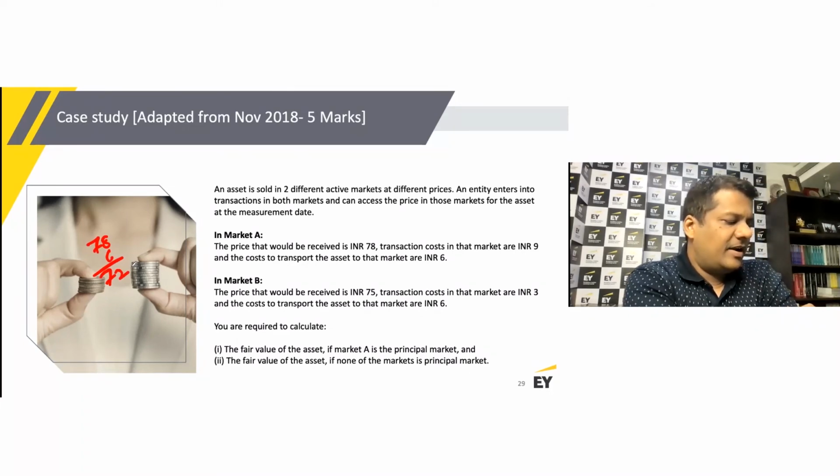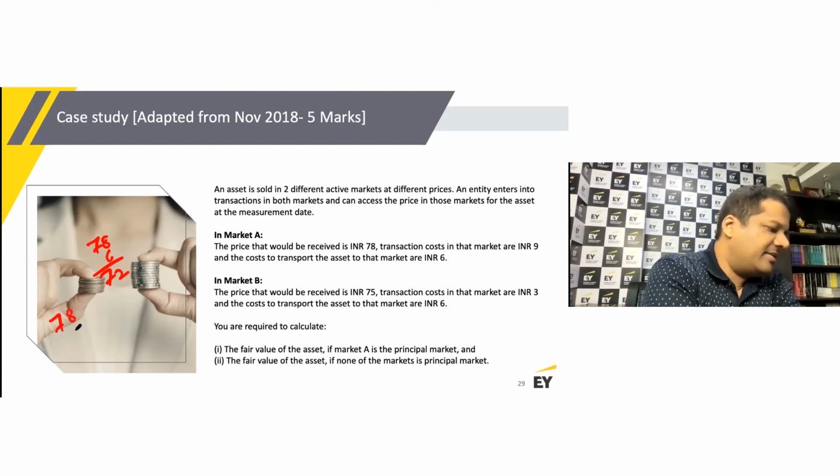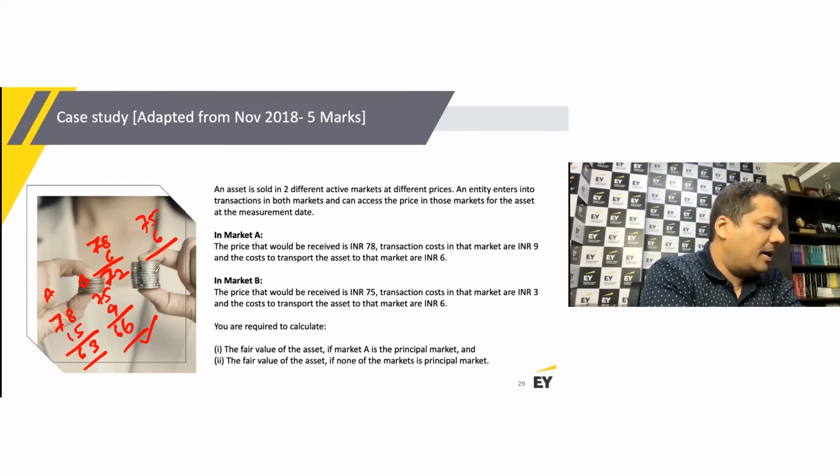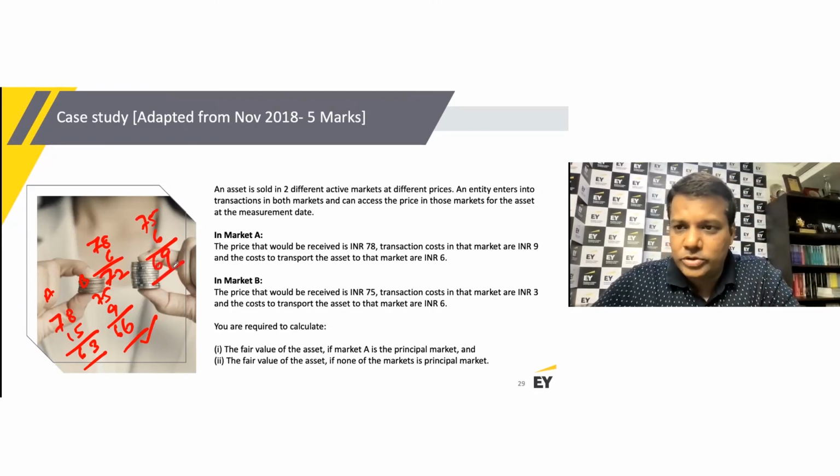Now if none of the markets is the principal market, then I'm going to look at my net realization. 78 minus 9 and 6, which is 15, gives me 63 from market A. And from market B, I get 75 minus 9, which is 66. That means market B is the most advantageous market. Then I need to determine the fair value, which is 75 minus the transport cost, and the transport cost in B is 6. That means my fair value will be 69, in the most advantageous market.